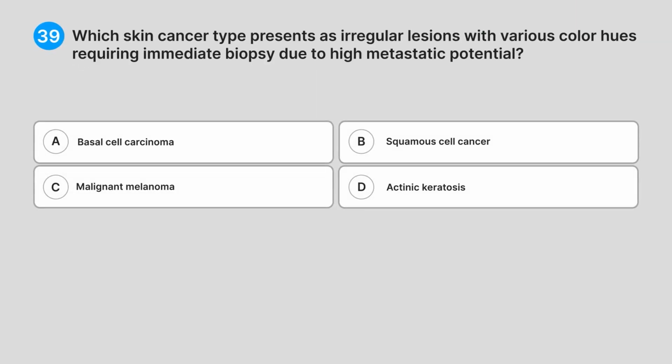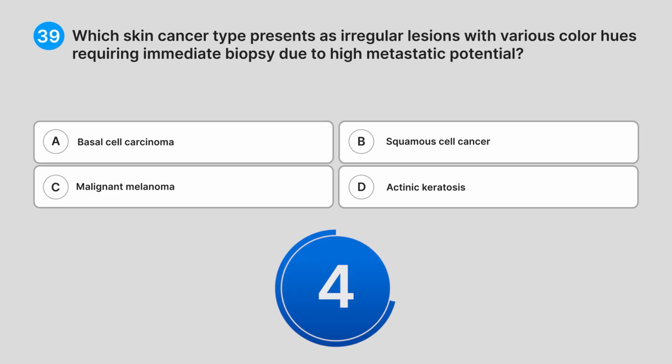39. Which skin cancer type presents as irregular lesions with various colour hues requiring immediate biopsy due to high metastatic potential? A. Basal cell carcinoma. B. Squamous cell cancer. C. Malignant melanoma. D. Actinic keratosis. Can you guess the answer?